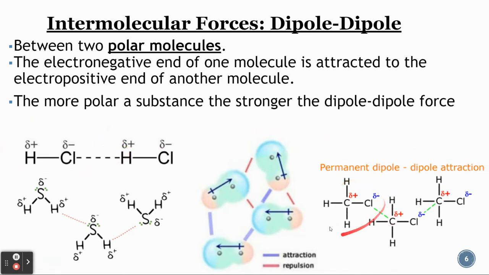So here we have a polar molecule, another polar molecule, and the partial negative is attracted to the partial positive. Again, these are partial charges because they're not full charges. They're covalent bonds, not full transfers of electrons. The other thing to realize is that the more polar the substance is, the stronger the dipole-dipole force is. So for example, if the bond in HCl is more polar than the bond in H2S, this is going to be a stronger dipole-dipole force. So a dipole-dipole means an attraction between dipoles of two separate molecules. And again, two polar molecules.